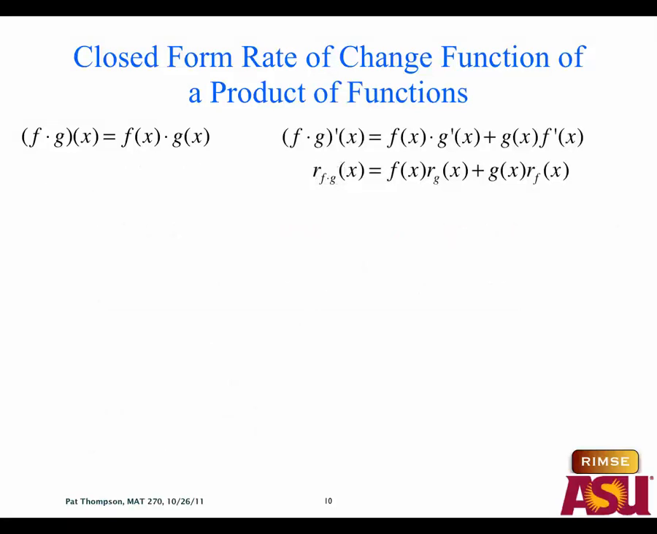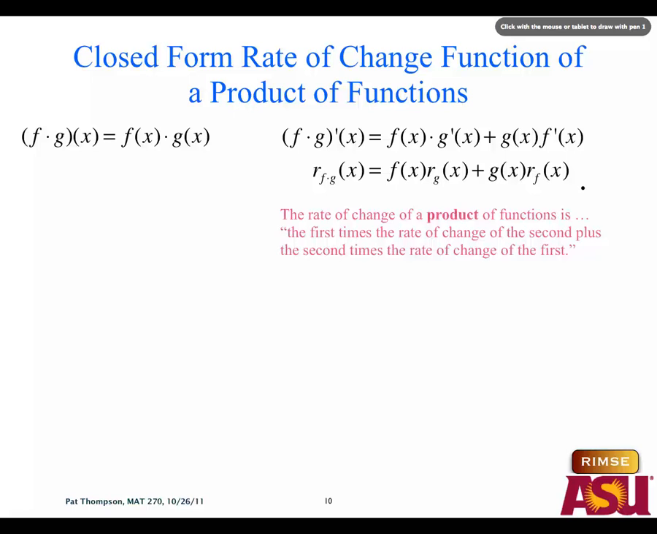Okay, and so here it is using primes. Here it is using our R notation, but all of them are the same. Okay, the rate of change of the product is the first times the rate of change of the second plus the second times the rate of change of the first. So it's kind of a hard one to mess up because you can change the order and you get the same thing. Addition, you can change the order. Multiplication, you can change the order. So you just take one of them and multiply it by the rate of change of the other. Then you switch it and you add them together. Okay?